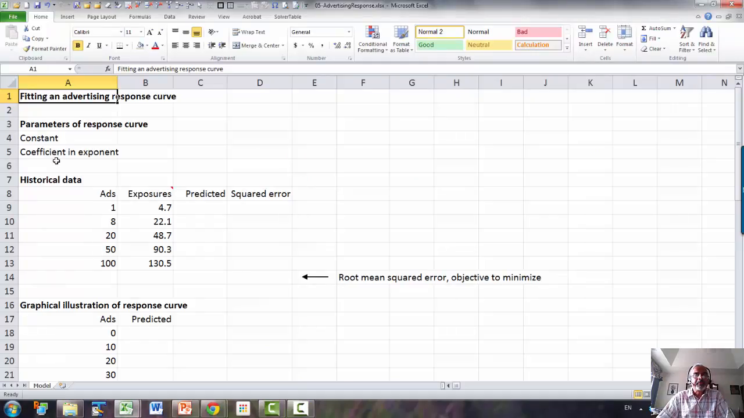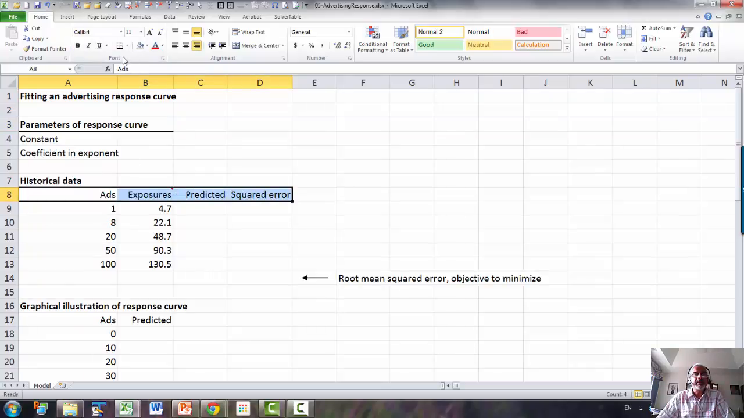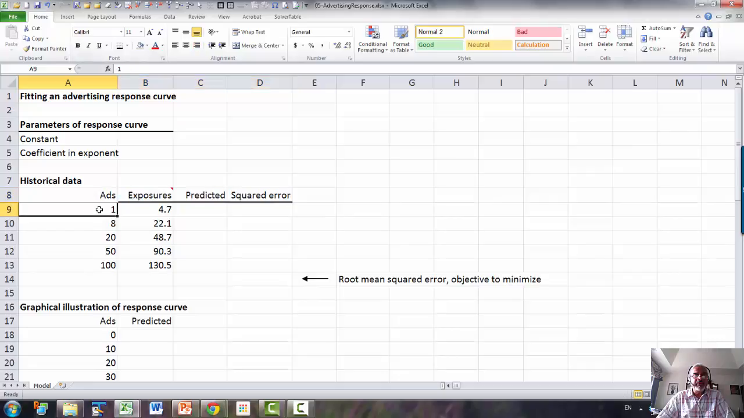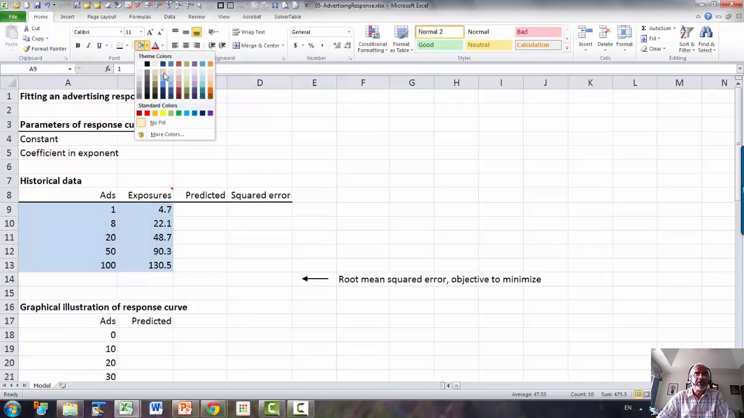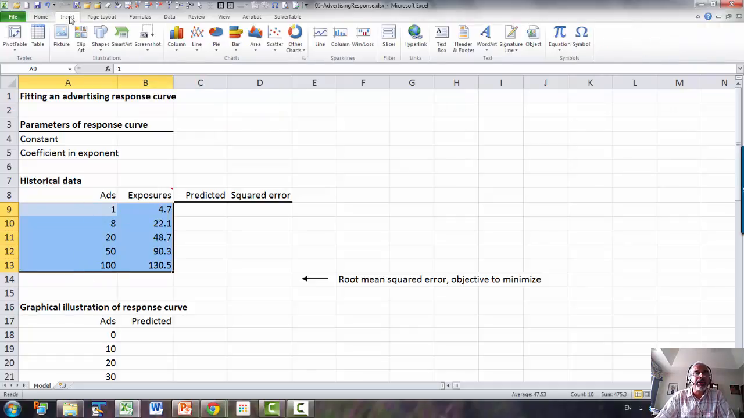Now here we want the parameters of the curve. We have historical data here: how many advertisements we run and how many exposures we actually got. So these are the input cells, exposures and how many ads we ran. So we can actually look at what the function will look like.